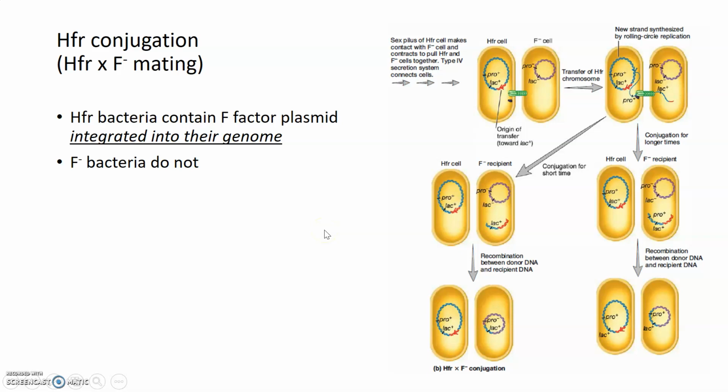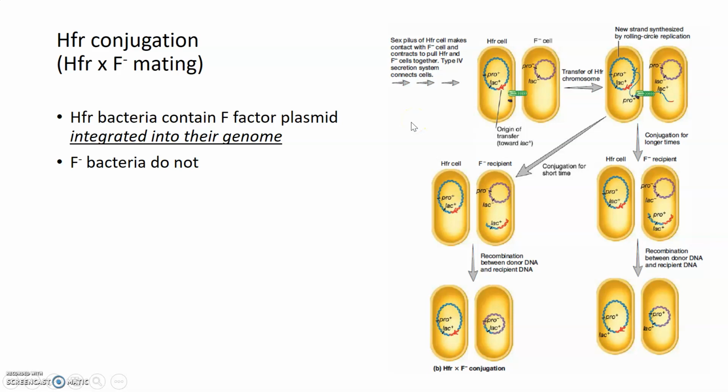There is another type of conjugation known as HFR conjugation. An HFR cell, as compared to an F positive cell, is a little bit different. An F positive cell contains the F factor in an independent plasmid. But an HFR cell contains this F factor plasmid integrated into the bacterial genome. You can see that up here in this HFR cell, which has a blue chromosome and then that F factor in red integrated within it.